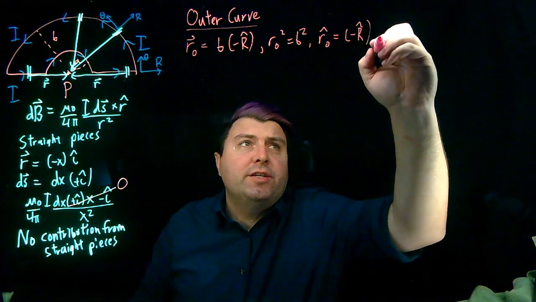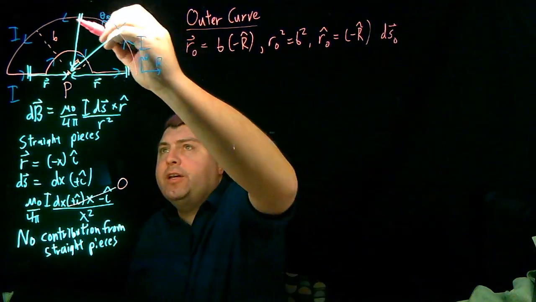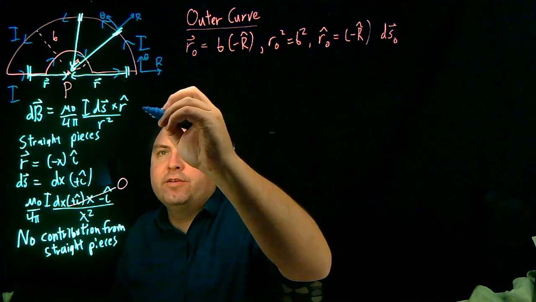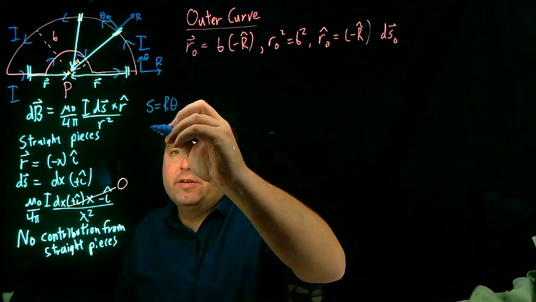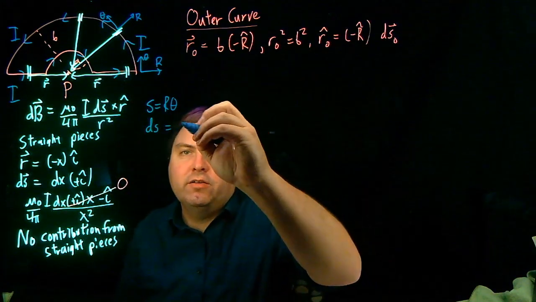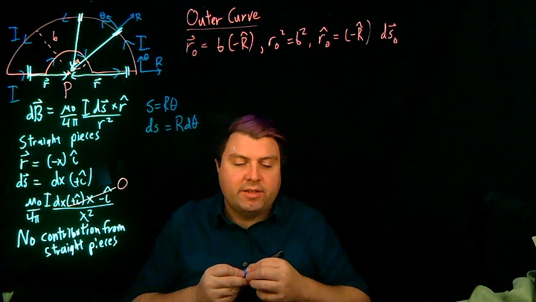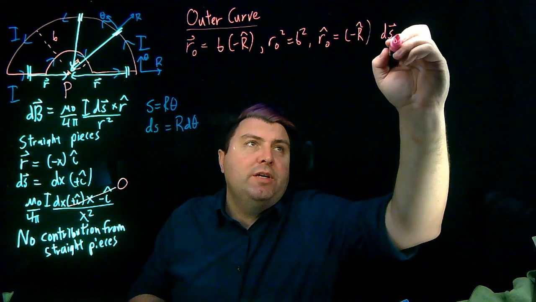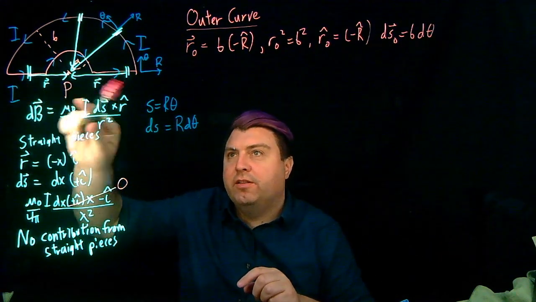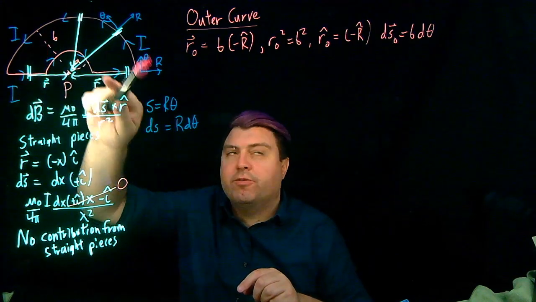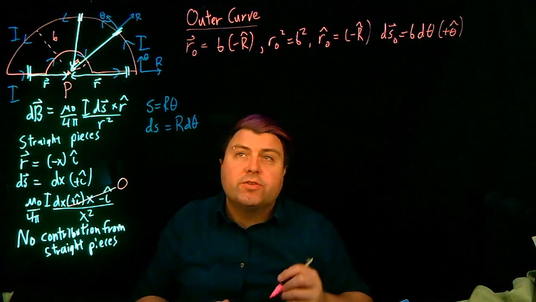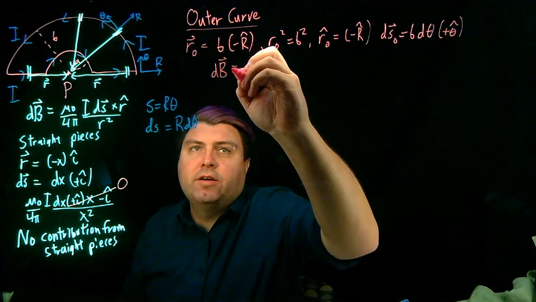For the ds of our outer section, each of these is a tiny piece of arc length. If we remember, we have our arc length equation: s is equal to r theta. So then for ds, the radius can't change, but how much theta we go through can change. So our ds is going to be r d theta, where r is b. And then we have to think of the direction the current is traveling. It's going from angle 0 to angle 180, so it's going positive. So this would be b d theta in the plus theta hat direction.